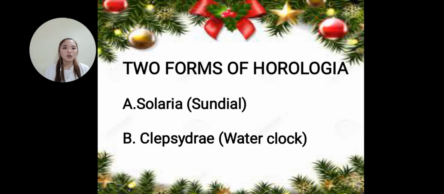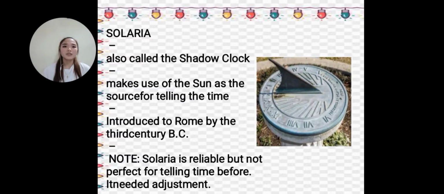We have two forms of horologia: solaria, or sundial, and clepsydra, or water clock. Solaria, also called the shadow clock, makes use of the sun as the source for telling the time. It was introduced to Rome by the 3rd century BC, or before Christ era. Note, solaria is reliable but not perfect for telling time and needed adjustment.